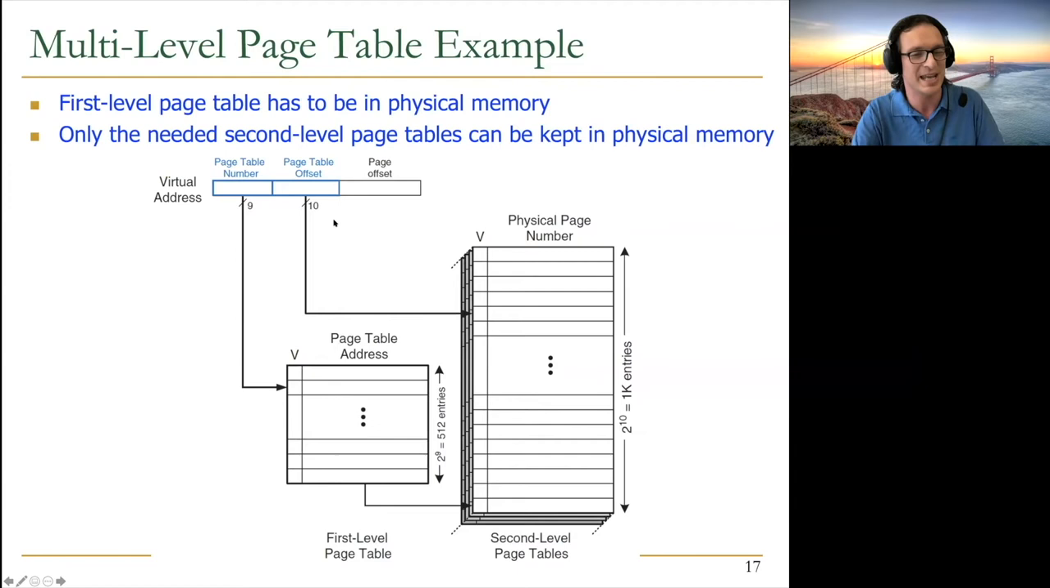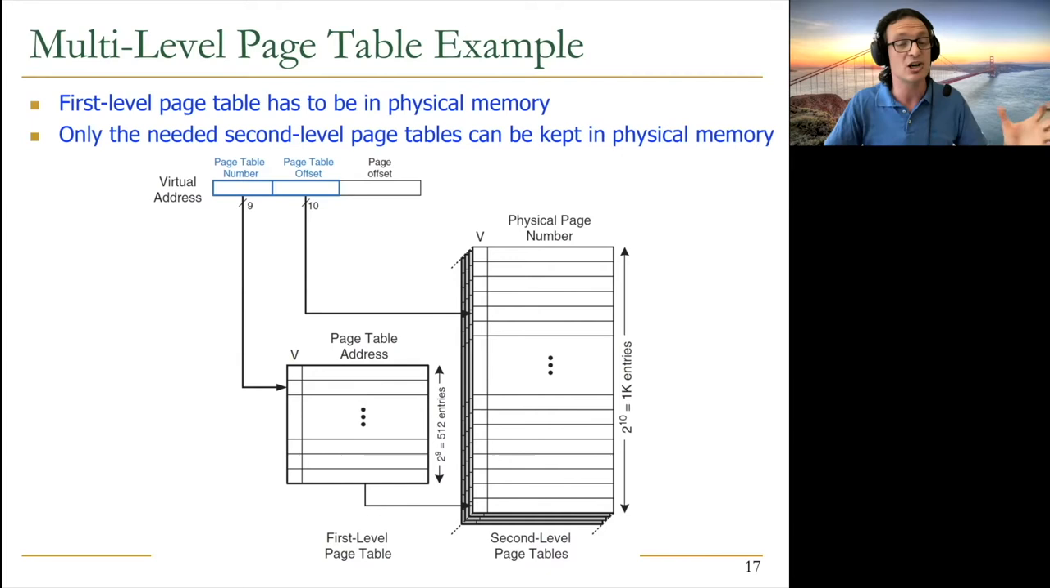Basically, if any of the other parts of the virtual memory is not used by the process, you don't even need to have a page table for that. If some part of the virtual memory is not allocated by the process, you don't need to have page tables for it. This way, you can really compact the storage of the page table significantly. And this is just 2 levels. You can also extend the idea to multiple levels.